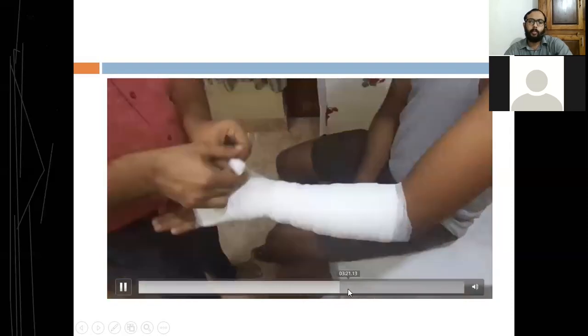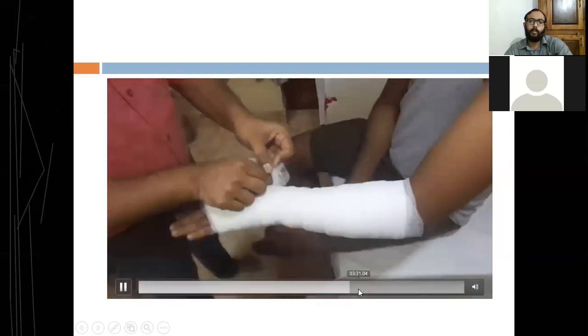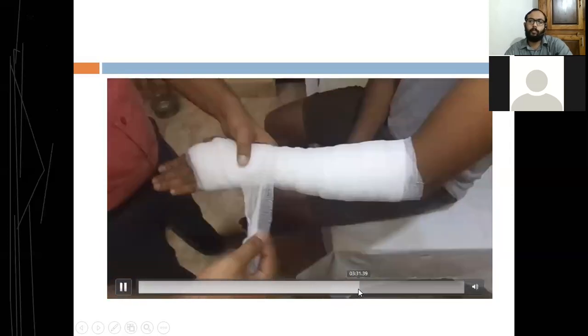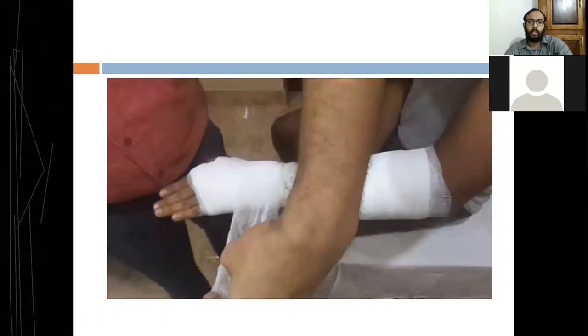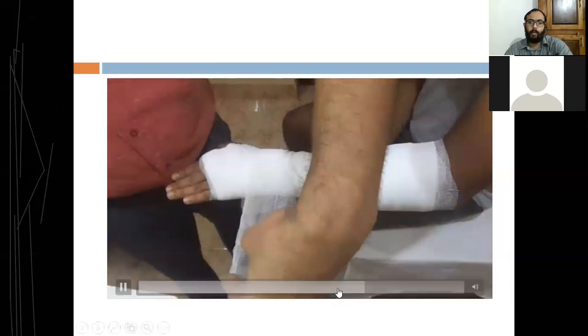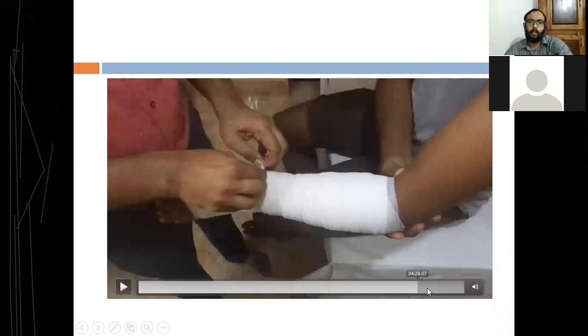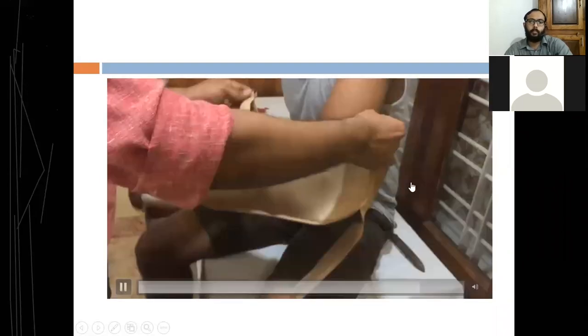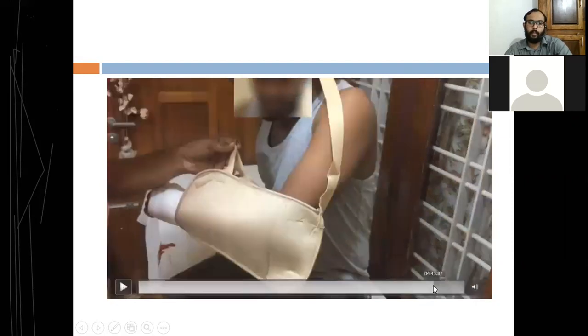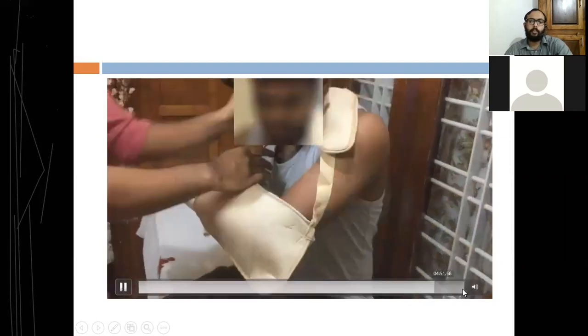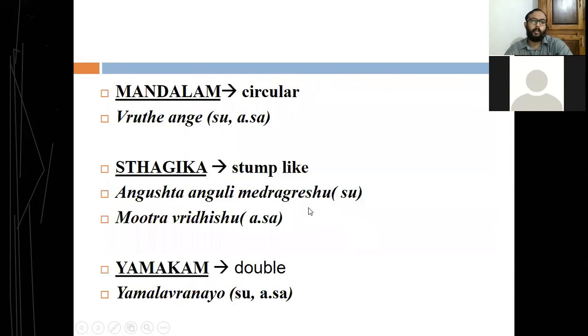This is Anuvelida Bandha or spiral bandage. In the lower limb also, in tibia fracture and fibula fracture, below knee cast bandages are actually spiral bandages. In this particular injury, we should apply a sling also. Coming to Mandala Bandha, it is circular. More commonly, it is done over the head, and in the trunk also we can do this Mandala Bandha.